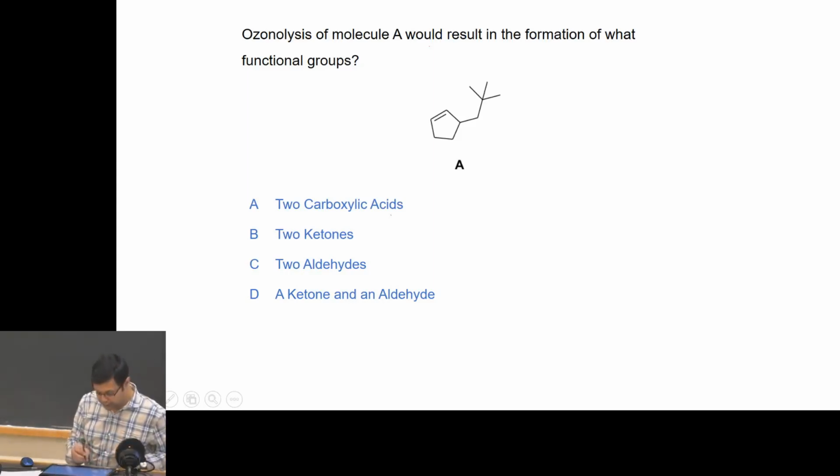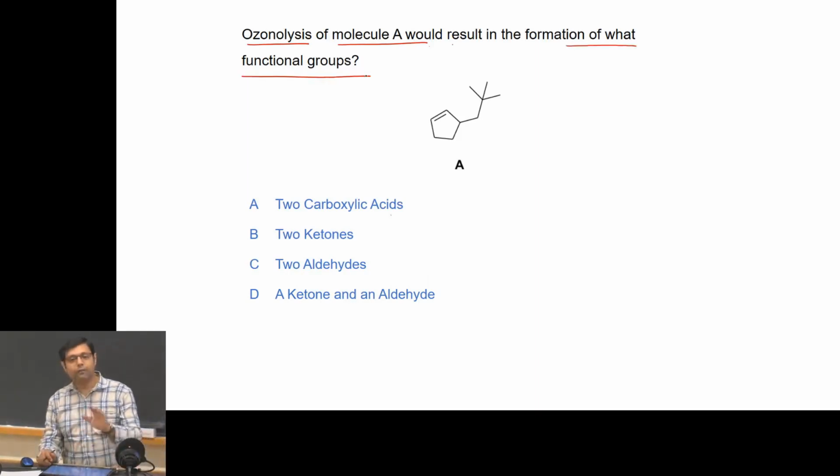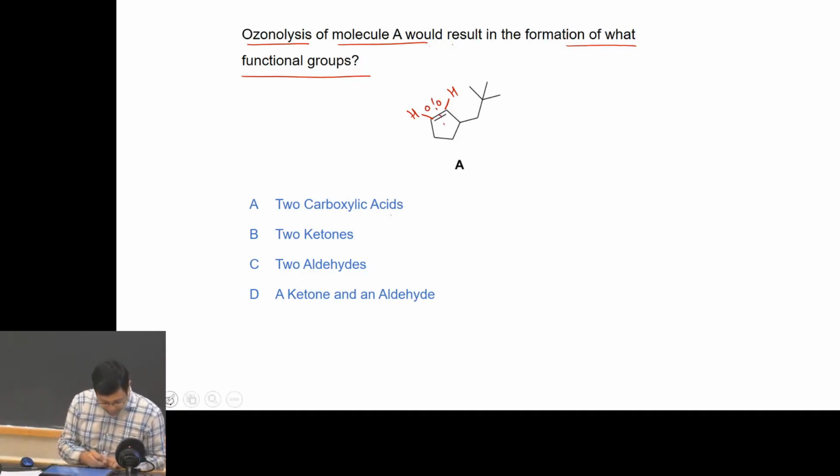All right, let's take a look at this example. Ozonolysis of molecule A would result in the formation of what functional groups? Anytime you have a question on figuring out the functional groups on ozonolysis, please make sure you write out all the atoms attached to the double bond. If you have hydrogens, please write them out. All right. Upon ozonolysis, you're breaking the double bond, add oxygens on either side. Everything else is going to remain the same.